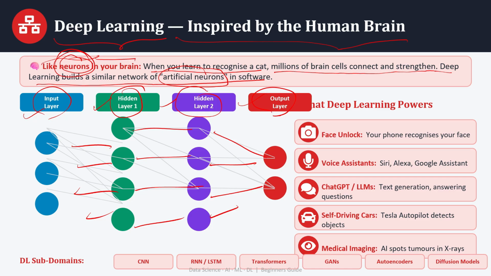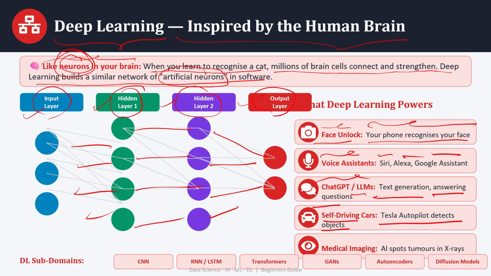For example, face unlock, where your phone recognizes your face and is automatically unlocked. We have voice assistants, like Siri from Apple, Alexa, and Google Assistant. ChatGPT and different LLMs, like Claude and Gemini, do text generation and answering questions. Self-driving cars, like Tesla Autopilot, detect objects. In medical imaging, AI spots tumors in X-rays. So these are some advanced technologies that are part of deep learning.